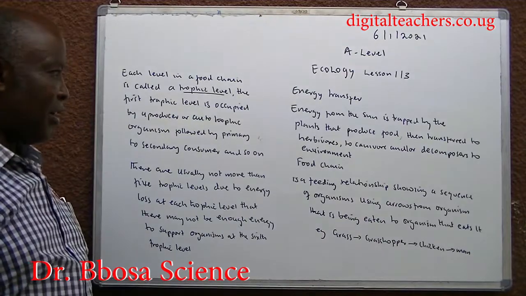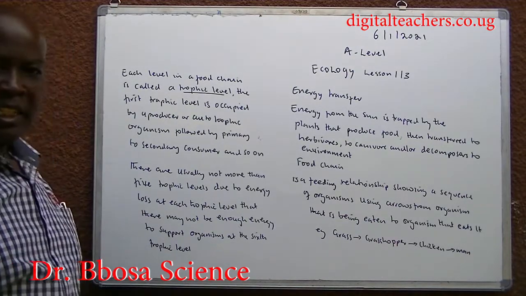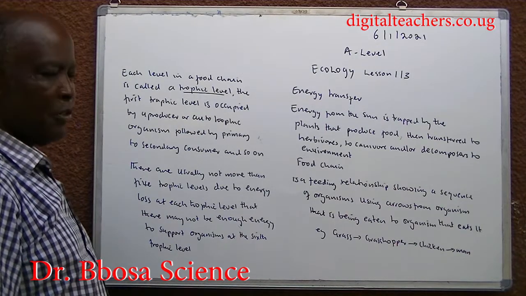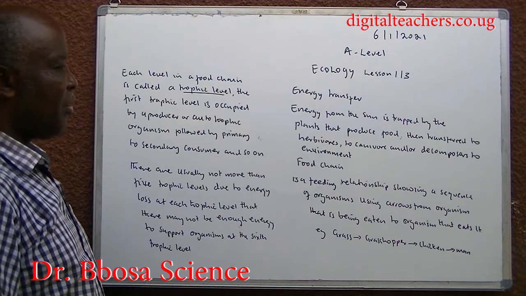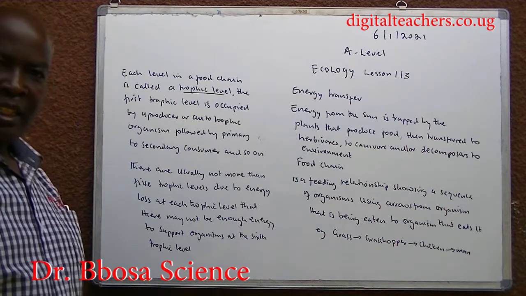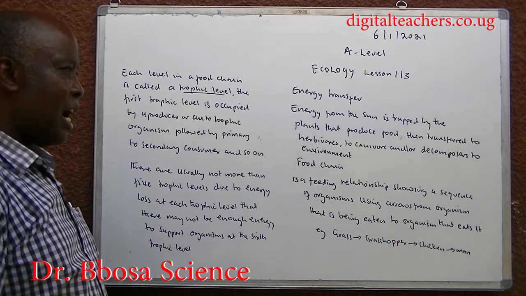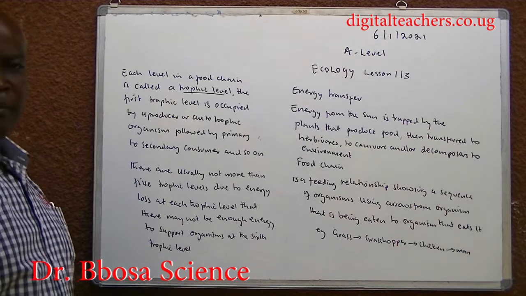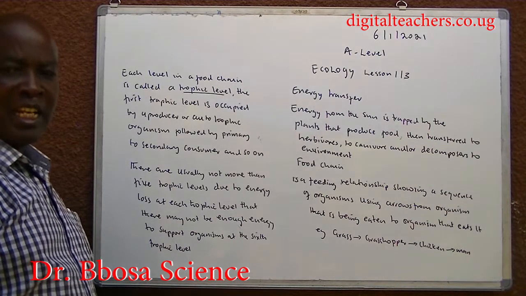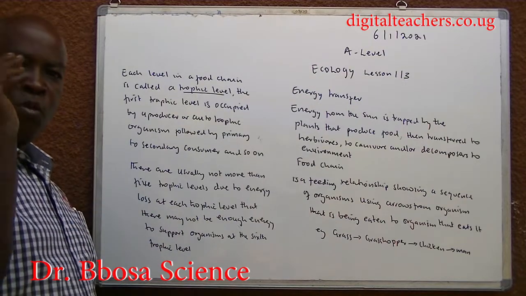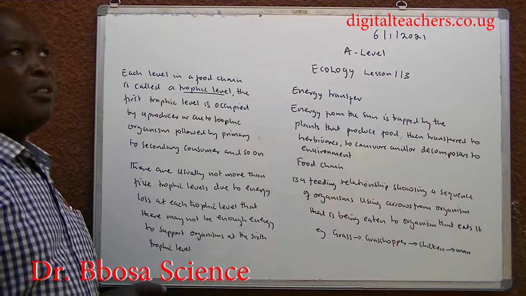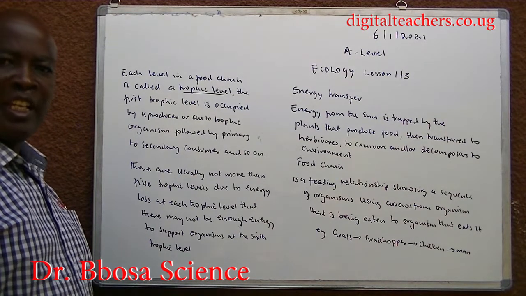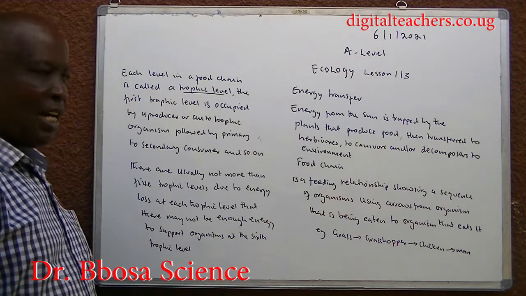Energy transfer. Energy from the sun is trapped by plants that produce food, then transferred to herbivores, to carnivores, and all decomposers to environment. It is important to note that energy moves in one direction, from the sun to the environment, in the form of heat through plants and animals.